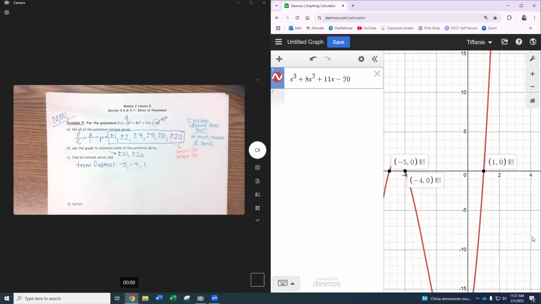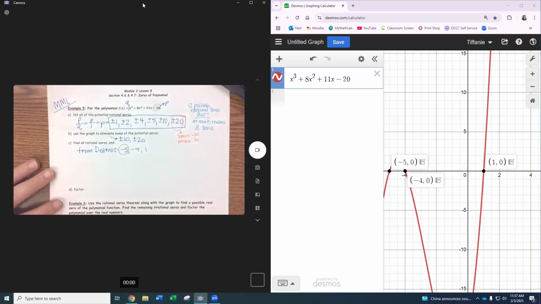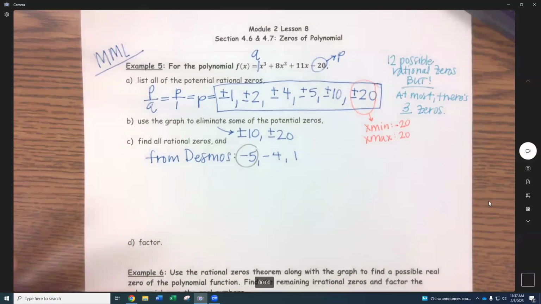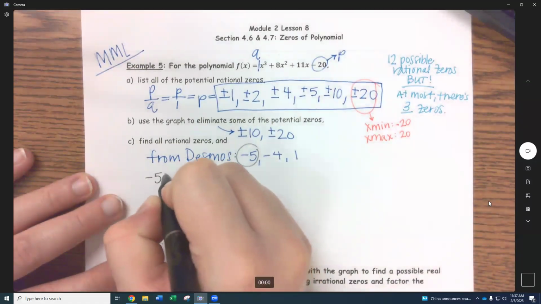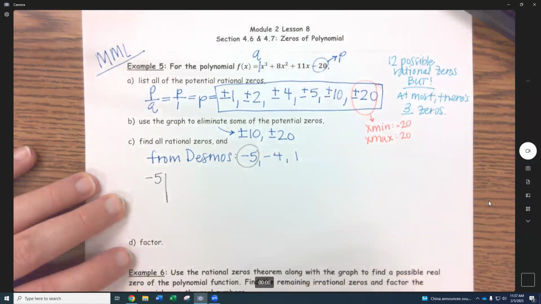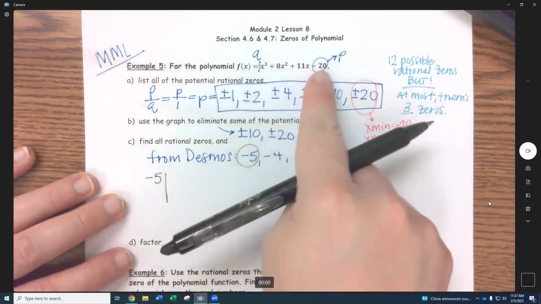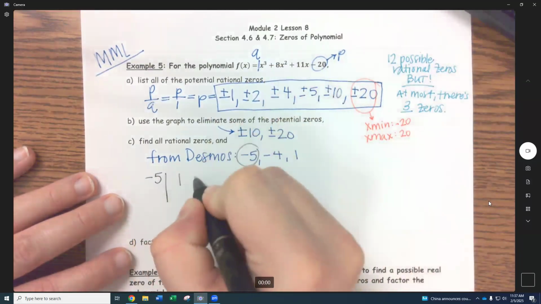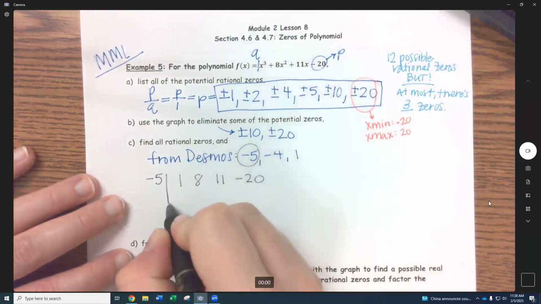Okay, so let's pretend that I could only tell it was this first number here, this -5. So what would we have to do? Well, just like in example 3, we need to divide that out, and we'll divide that out using synthetic division. So look at your function. Do you need any zeros? We got x cubed, x squared, x, constant, so no. So we have 1, 8, 11, and -20.